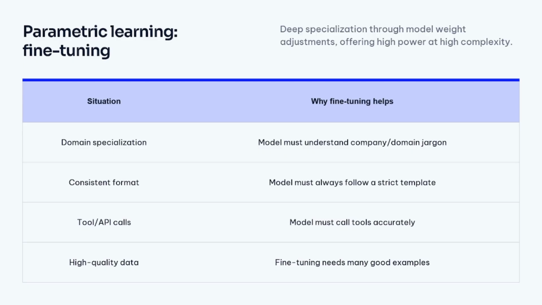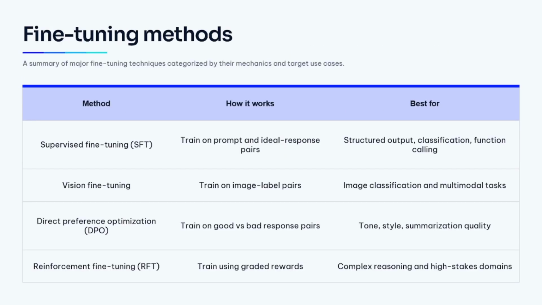You want the model to be consistently formatted. That is, the model must always follow a strict company template. It must not reason outside the company's information or data. For API calls, the model must call particular tools accurately. High quality data: fine-tuning needs many good examples, it needs the highest quality data. That is why fine-tuning is very, very expensive, because the data must be very clean.